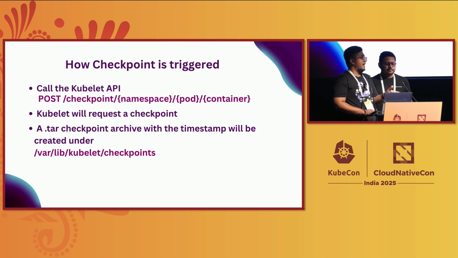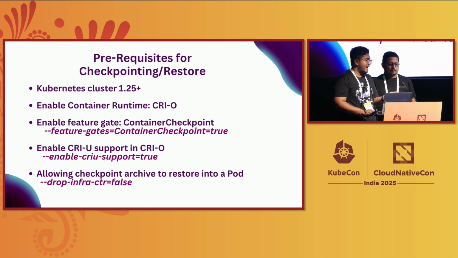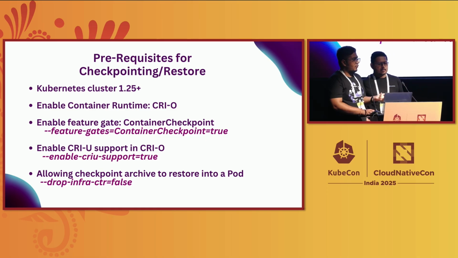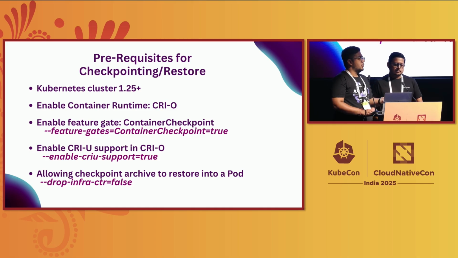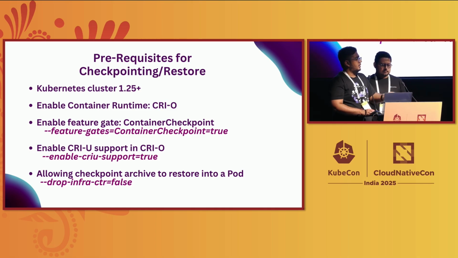But before that, if you want to enable checkpoint, what are the prerequisites? You need a cluster of version 1.25 plus, and you need to enable some feature flags in your manifest file so the checkpoint can be applied directly. And one thing is, it is available only on the container runtime CRI-O.